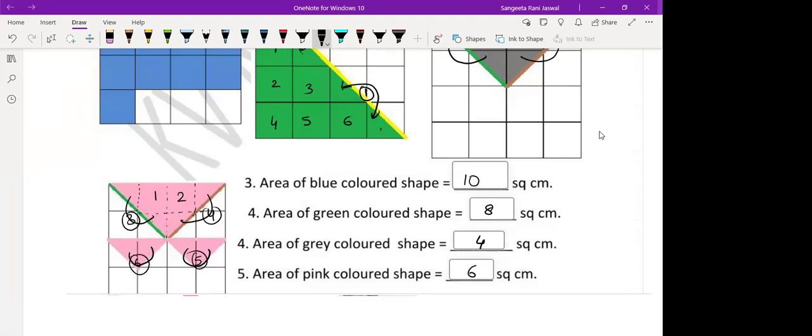So first only count the complete squares. Then half squares you can count afterwards. So these two halves are making 1 square. These two is another 1. These two, these two. Okay.